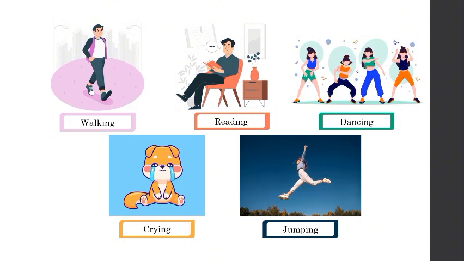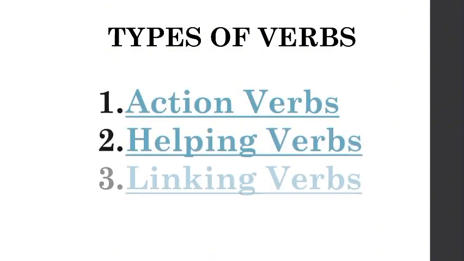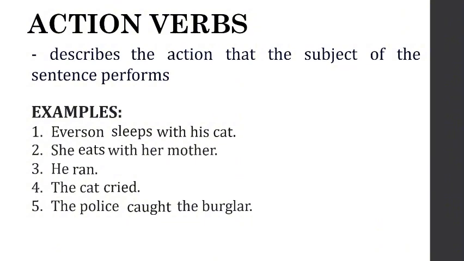For the main lesson of this video lecture, we will now be discussing the types of verbs. We have three types of verbs, namely action verb, helping verb, and linking verb. For the first type, we have the action verb. Action verbs are words that describe the action the subject of the sentence performs. It often answers the question, what is the subject doing?